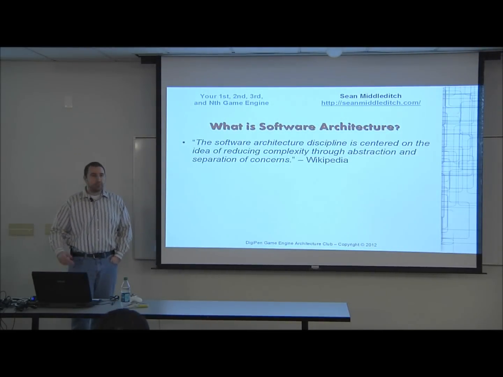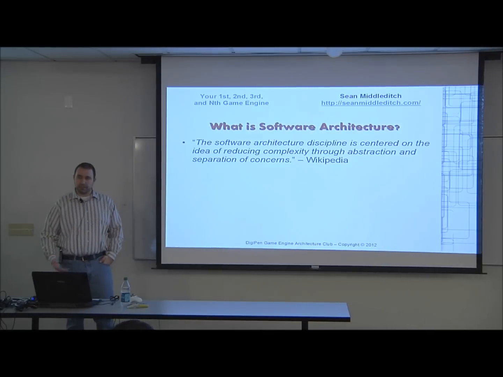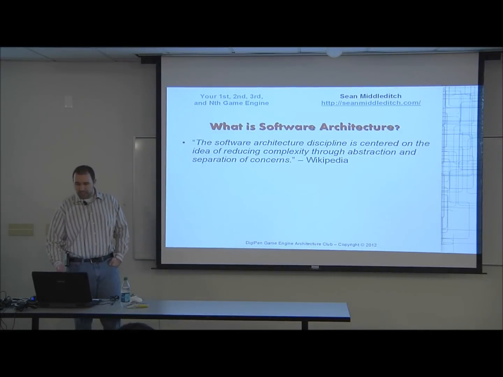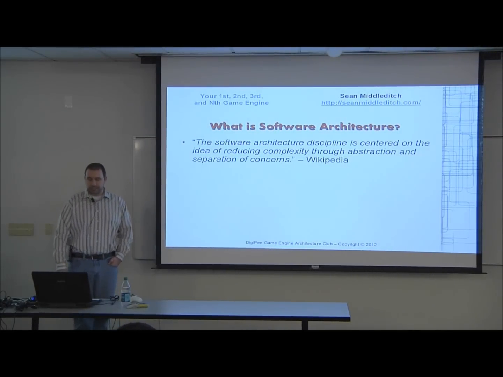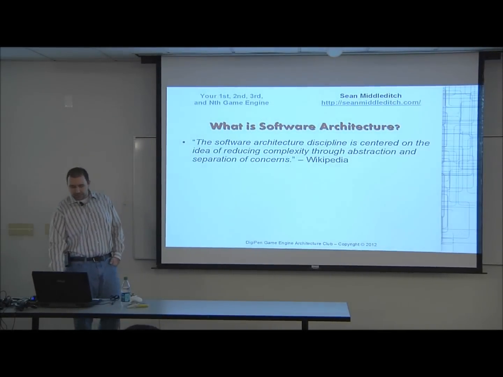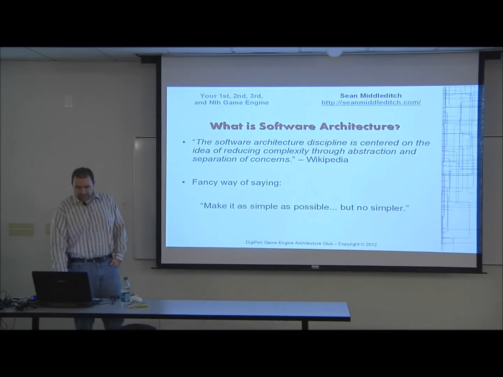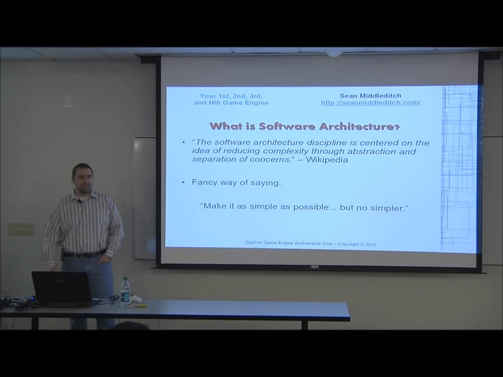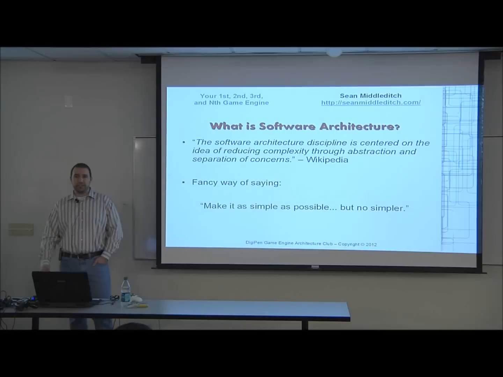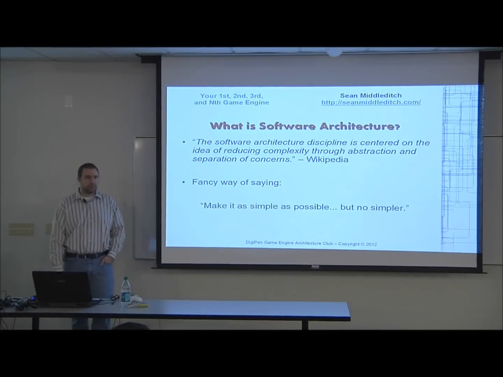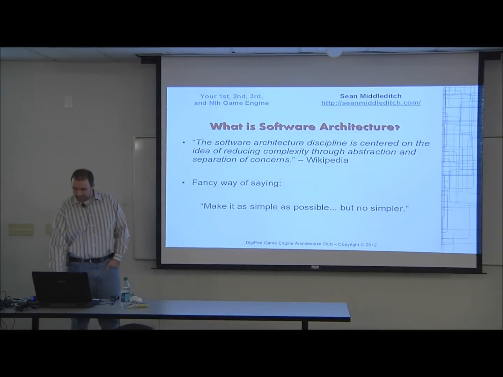Right. Then also, because this is the Engine Architecture Club, I thought I'd bring up a little something about architecture. This is Wikipedia's definition here. Software architecture discipline is centered on the idea of reducing complexity through abstraction and separation of concerns. It's just a really fancy way of saying that a software architect's job is to simplify things as much as they possibly can without making it simple to the point of not being usable.